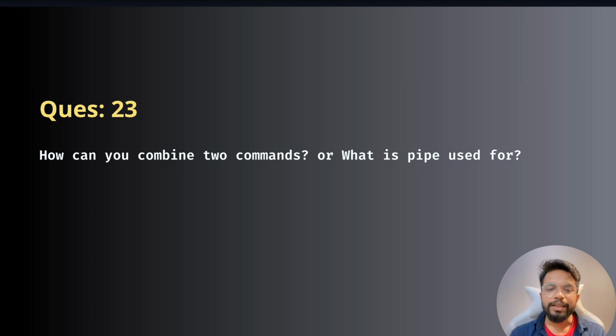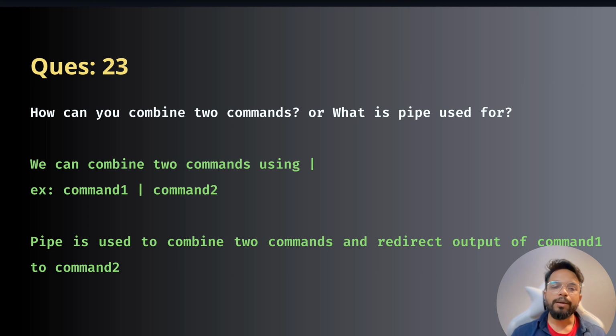How can you combine two commands, or what is pipe used for? Okay, let's see the answer. We can combine two commands using the pipe sign. For example, command 1 and separated by pipe sign and command 2. And the other part of the question is, what is pipe used for? So pipe is used to combine two commands and redirect output of command 1 to command 2.